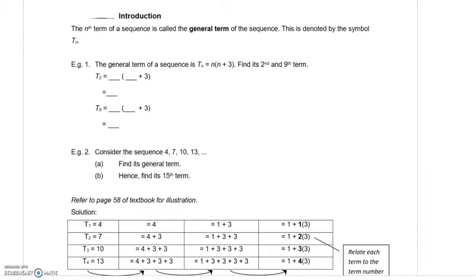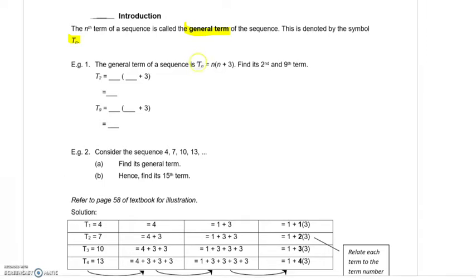So first thing first, the nth term of a sequence is called the general term of the sequence. This is sometimes denoted by the symbol Tn. In other cases, you can see other letters being used, for example, Pn, Qn, and so on and so forth. But for the purposes of this exercise, we'll be using the symbol Tn. So let's look at example 1.